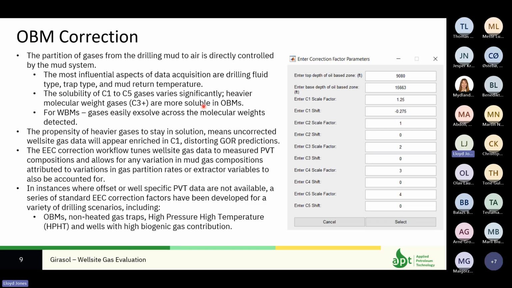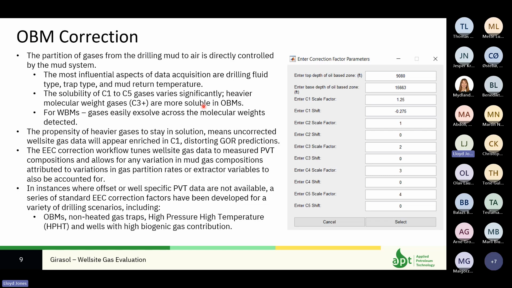Water-based muds, typically it's not an issue, and the gases can readily exsolve across the full molecular weights of compounds looked at. The only caveat with water-based muds is if you're in a deep water setting, west of Shetland, for example, and you're drilling in the winter, your mud temperatures might be cold and you're not using a heated gas trap, your heavier gases will stay in solution and they will behave much like an oil-based mud if you've got a cold mud return temperature. So that's just an important caveat to do with oil-based muds.